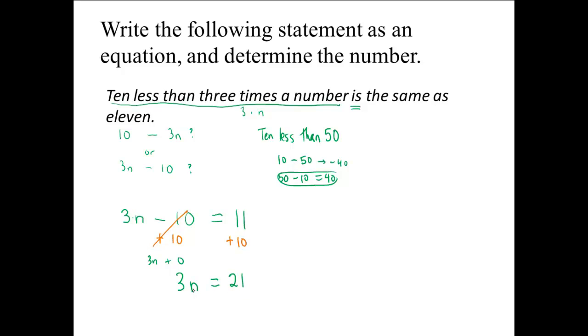And again, since 3n means 3 times n, we undo multiplication through its inverse operation, which is division. We will divide both sides by 3 in order to isolate n. 3 divided by 3 is 1. 1 times n is more simply written n. 21 divided by 3 is 7. And that's our answer, n equals 7.